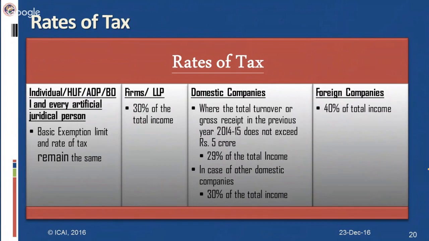The basic exemption limit in case of an individual, HUF, AOP, BOI is 2,50,000. There is a higher basic exemption limit in case of a senior citizen or a very senior citizen. A senior citizen is a person of the age of 60 or more and resident in India. Then the basic exemption limit in his case will be 3 lakh. In case of a very senior citizen, who is a person of the age of 80 years or more and is resident in India, the basic exemption limit is 5 lakh.